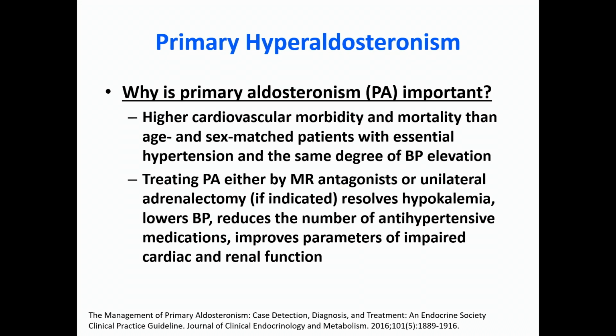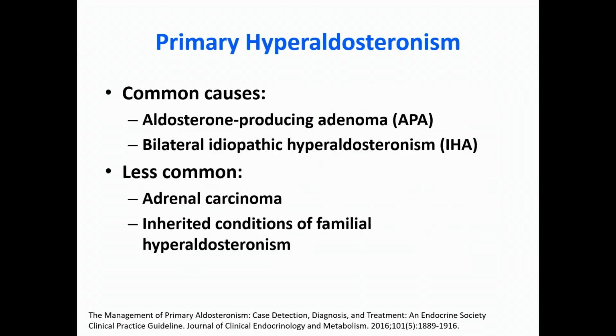And there's a treatment. You could either consider treating primary hyperaldosteronism with a mineralocorticoid receptor antagonist, or if indicated, a unilateral adrenalectomy, and that may improve the hypokalemia and blood pressure, decrease the number of blood pressure medications the patient is taking, and lead to improved parameters of cardiac and renal function. In terms of the etiology of primary hyperaldosteronism, the two main causes are either an aldosterone producing adenoma, or bilateral idiopathic hyperaldosteronism. Less commonly, it can be caused by adrenal cancers and inherited conditions such as familial hyperaldosteronism.